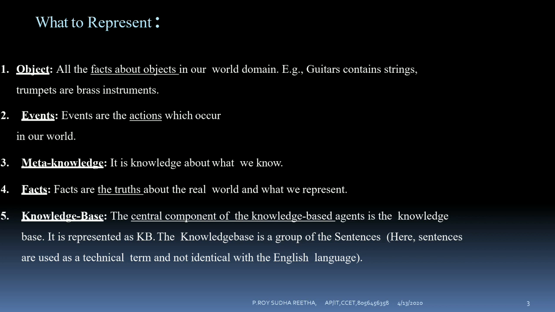Meta knowledge is knowledge about the knowledge. Facts are nothing but the truth about the real world and what we represent. Facts give the truth about any object, like he is a human being, it is an animal, and all the facts regarding the objects are represented using facts. A knowledge base is nothing but the database, and the central component of a knowledge-based agent is a knowledge base. All the details regarding the data are stored in the knowledge base. It is represented as KB, and it contains a group of sentences, and the group of sentences is referred to as knowledge.